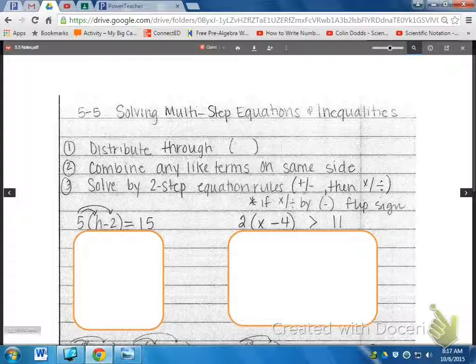5 times h, so we'll do this first, which is 5h, 5 times -2 is minus 10, equals 15. Okay, now you look for like terms on the left. Are there any? Nope, and then there's only one term on the right, so we don't have the like term step. Now we're just ready to solve a two-step equation. What will we do next, Dakota? Add 10 to both sides.